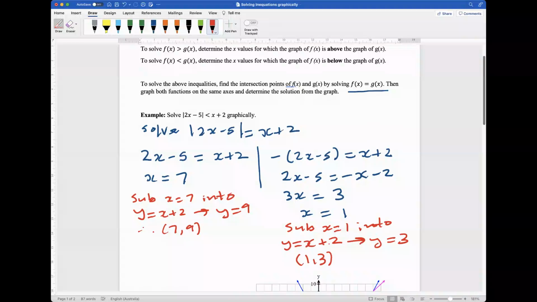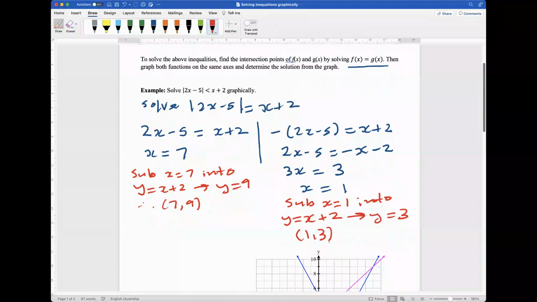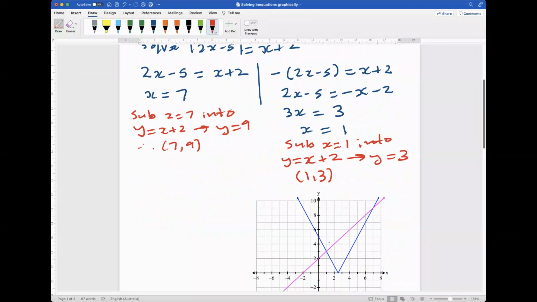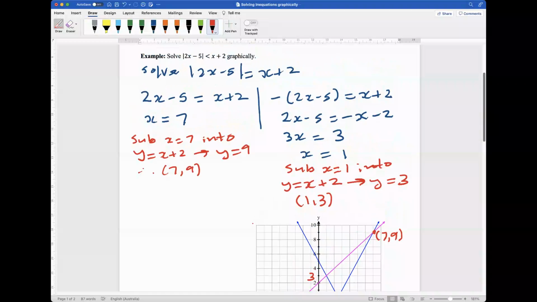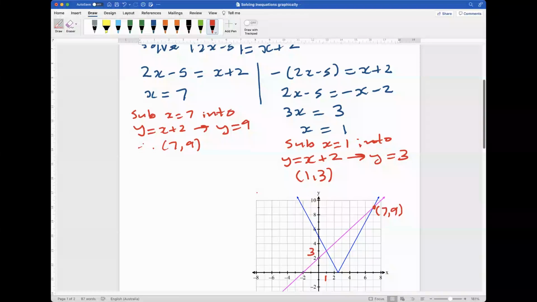So what you're going to do is you're going to draw the graph of the absolute value function and the linear function down here and mark those intersection points. Okay, so here you've got 7, 9, and here you've got 1, 3.